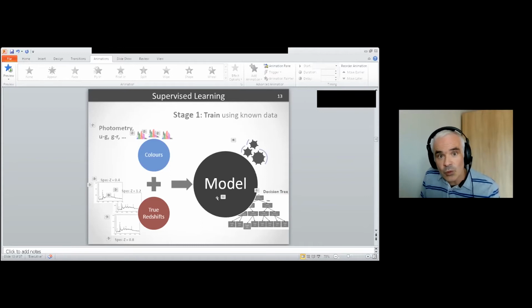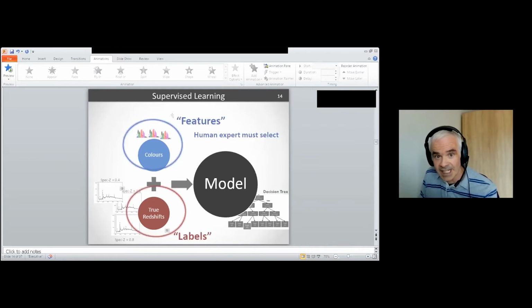So we're going to train our supervised learning. We've got a model. It's black. I suppose it's a little bit of a black box because often we don't exactly know what goes on inside the model. And we're going to feed the model 2 different things. We're going to feed it our broadband photometry, basically what we measured in the u, g, r, i, z bands. But as well as that, we're also going to give it the correct redshift. So we're actually going to give it the answer. Just to use the terminology, we're going to give it the features of the data, but we're also going to label the data for the model.